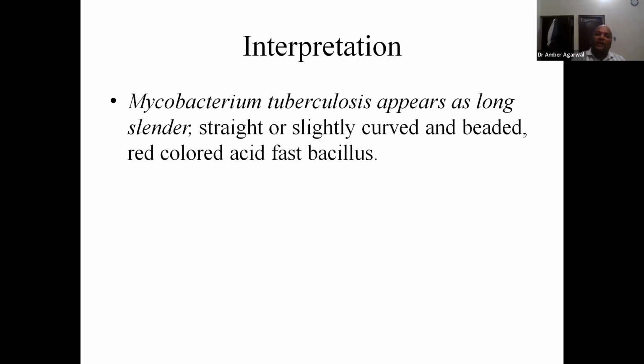Now the Mycobacterium TB appears as long, slender, straight, curved and beaded red-colored acid-fast bacilli. Now let me share a case. Let's say a patient has come to you with a sputum sample. This is quite infrequent, and you have seen 3+ acid-fast bacilli on your ZN stain.